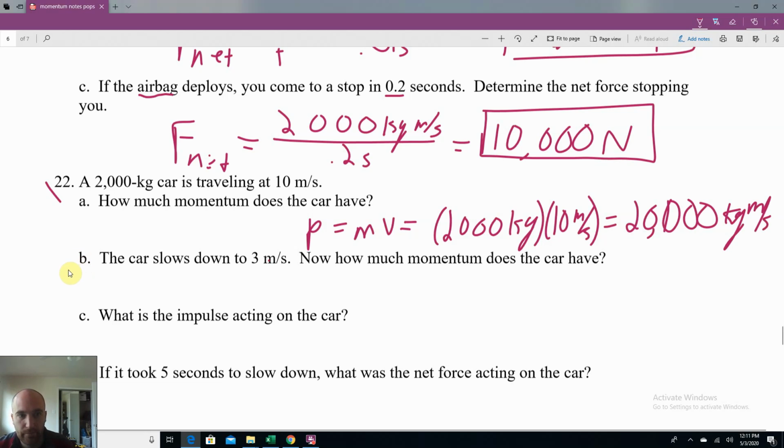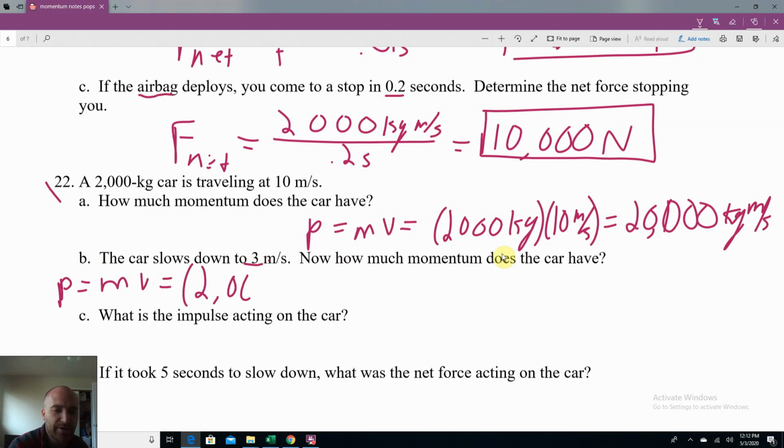Cool. Alright, let's say the car slows down. Now how much momentum does it have? Well, I'm asking for the same thing, so let's use the same equation, right? Why mess with something that worked for us? P equals mv. It's the same car, so I would imagine it has the same amount of mass, right? The car didn't magically shrink or anything.